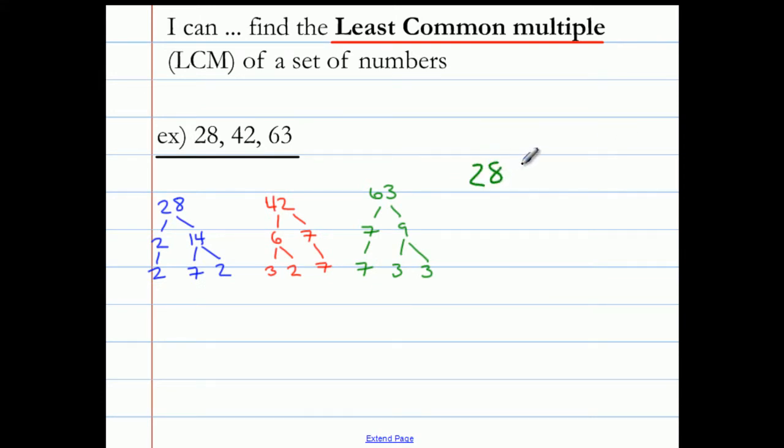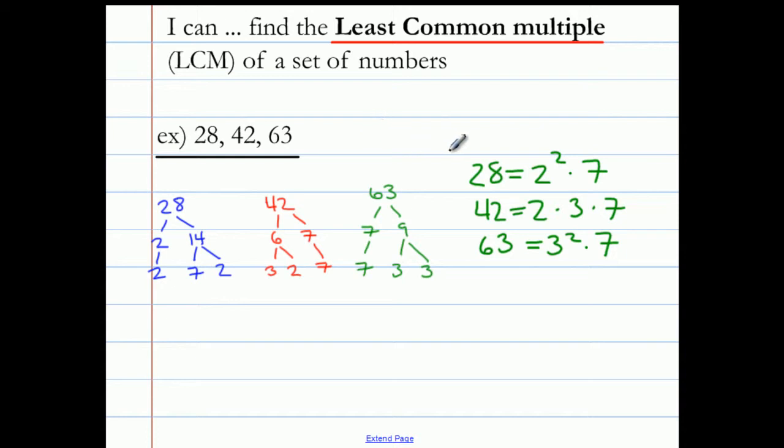28 you can write as 2 squared times 7. 42 you can write as 2 times 3 times 7. And 63 you can write as 3 squared times 7.